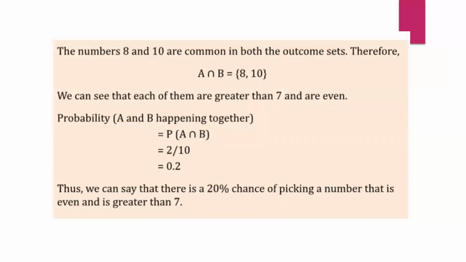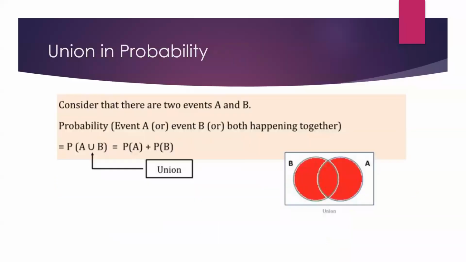Now let us do the next one, union in probability. So what is meant by union? You can see two events A and B. A union B means entire A and B. So now the red region is A union B. So how can we find out P of A union B? P of A plus P of B. Again, remember, P of A intersection B, what did we discuss?